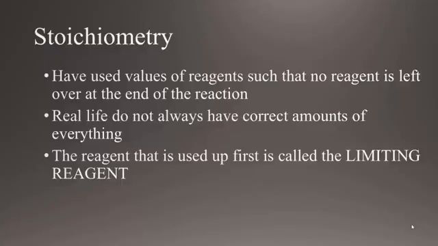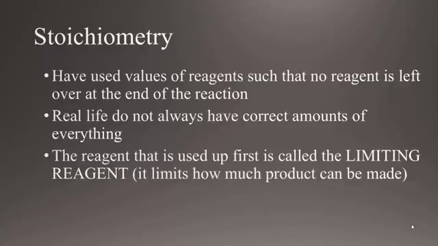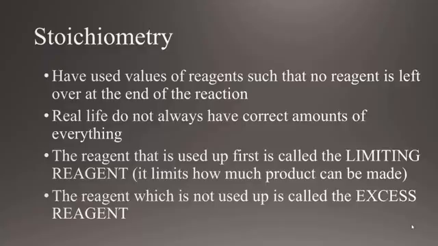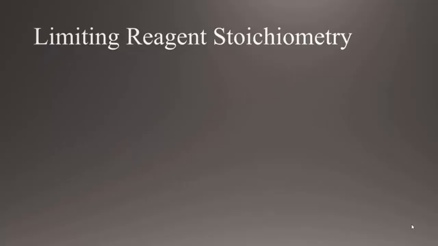The reagent that is used up first is called the limiting reagent, and that's because it limits how much product can be made. When the limiting reagent is gone, the reaction stops. The reagent which is not used up is called the excess reagent, and it's left over. And before we start with using chemicals, we're going to start by using colored dots.